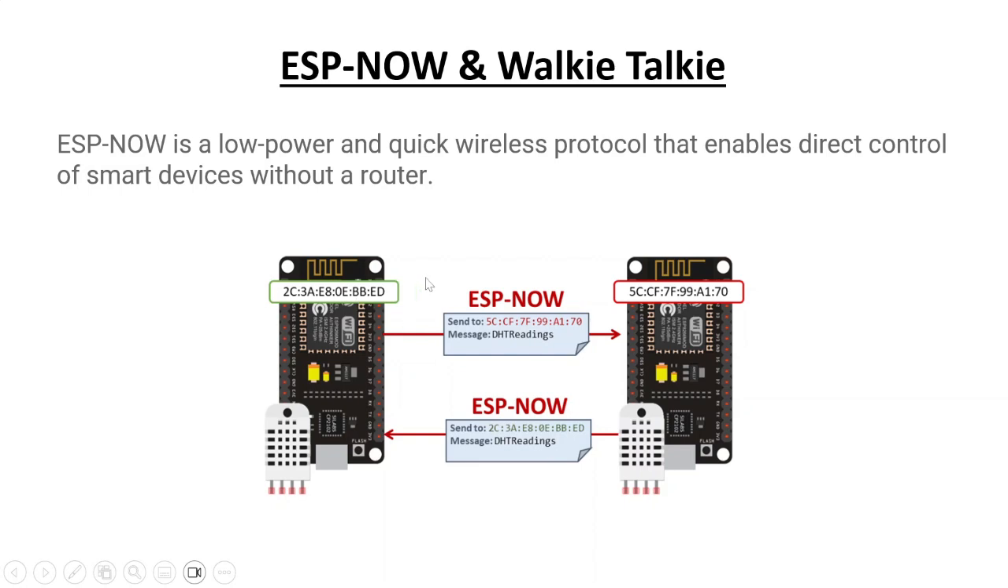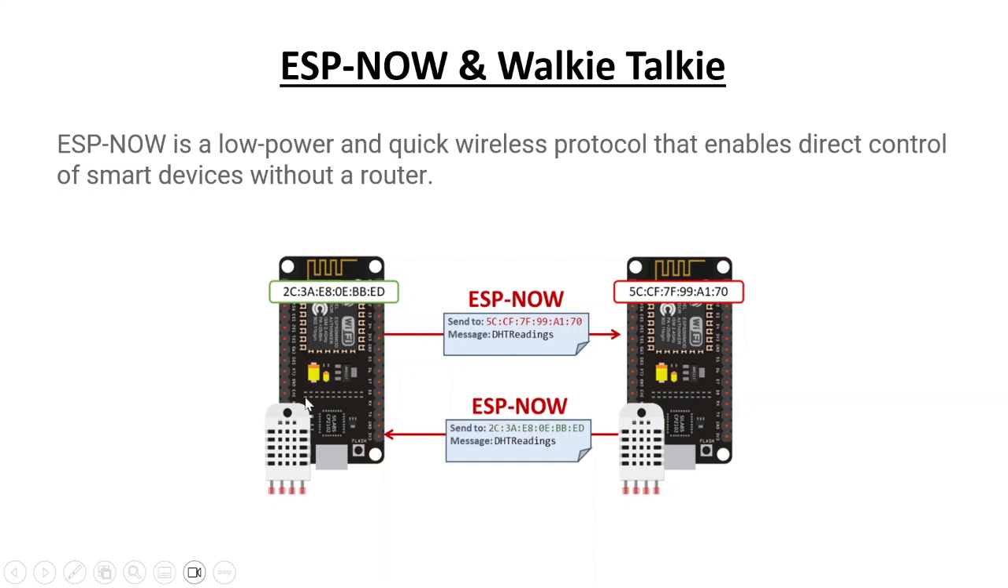Let's say that this is the MAC address of this ESP and this is the MAC address of this ESP. So they both communicate with the help of these MAC addresses. They follow a set of rules which is known as protocols. So they follow a particular protocol to send a message to a specific MAC address.